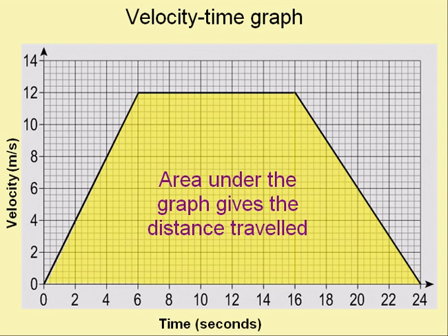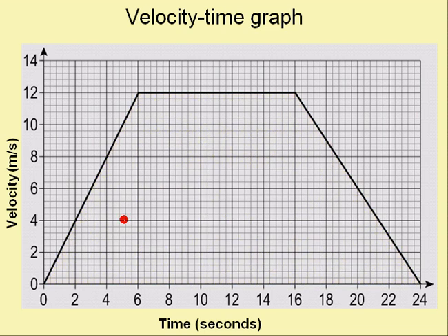We're now going to look at calculating the total distance travelled. This is done by calculating the area under the graph. Now I can find the area here in two ways. I could see that I've got a right-angled triangle here, another right-angled triangle here, and then a rectangle in the middle. I could find the three separate areas and add them together.